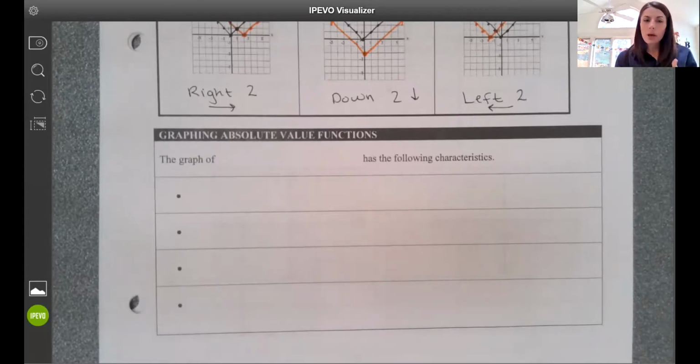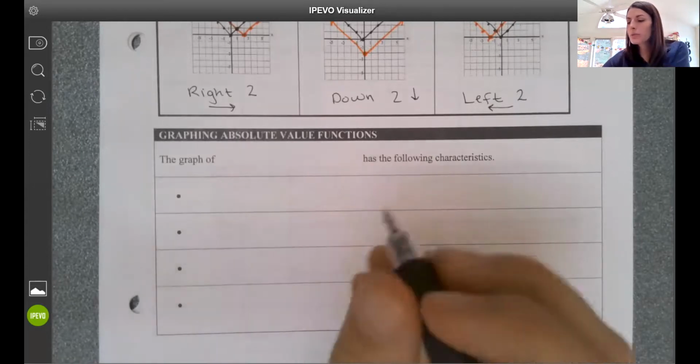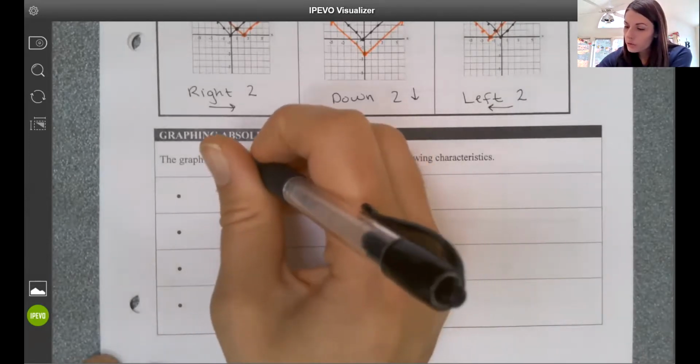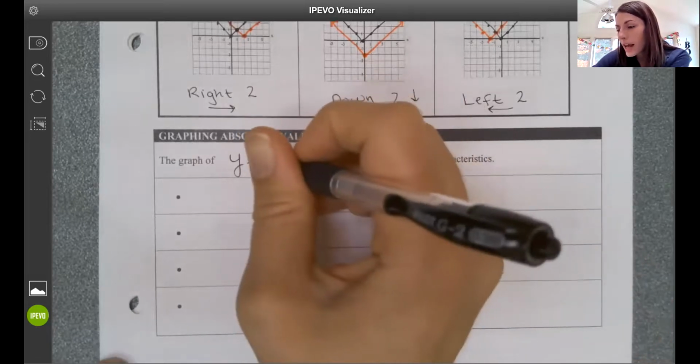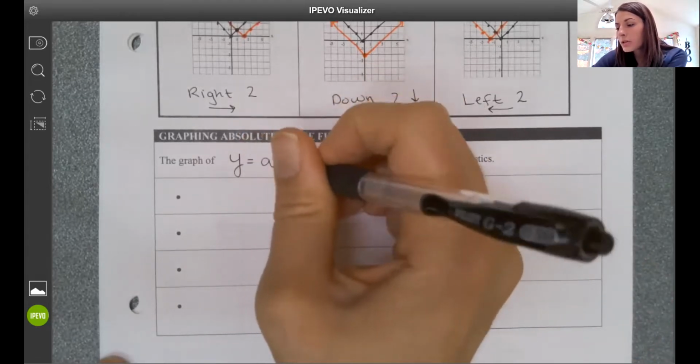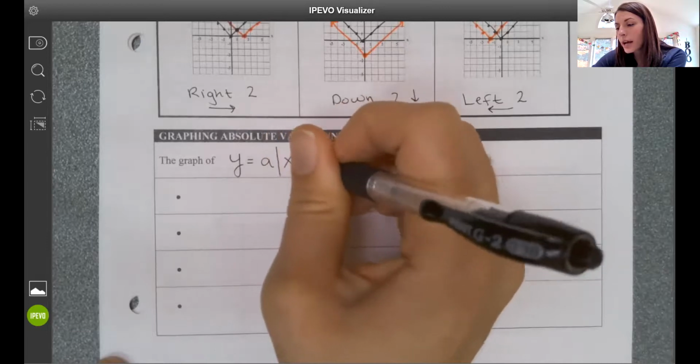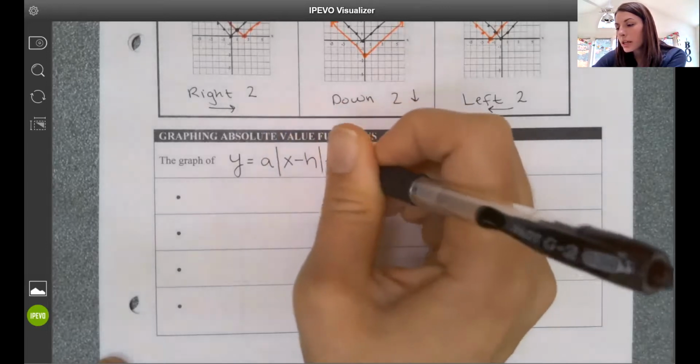We still want to think about these transformations while we're graphing, but I'm going to give you a list of characteristics that should help you graph any function that you're given for absolute value. So our general form of an absolute value equation or absolute value function, okay, it is a function because every input only has one output, is y equals a absolute value of x subtract h plus k.